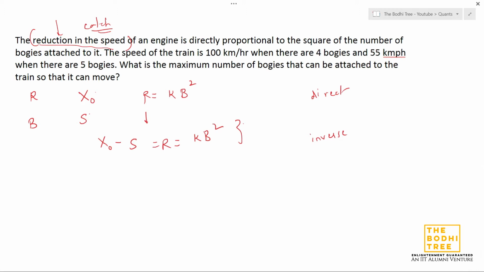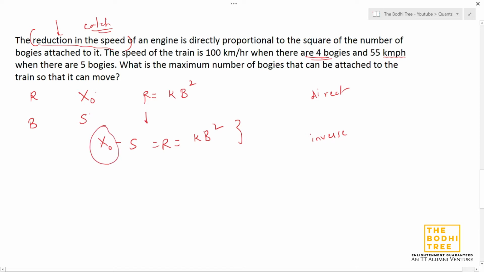We'll need all this because they have said reduction in the speed. That is one of the reasons. The speed of the train is 100 kilometers per hour. So speed as in this is 100 kilometers per hour when there are 4 bogies, right? So when there are 4 bogies, this has to be the same.